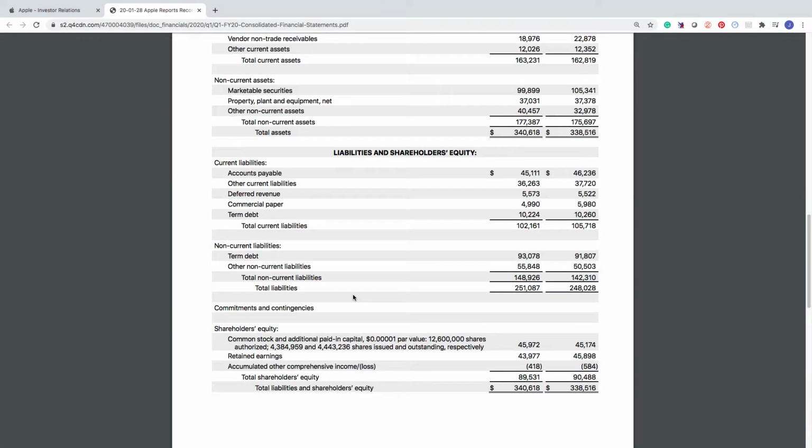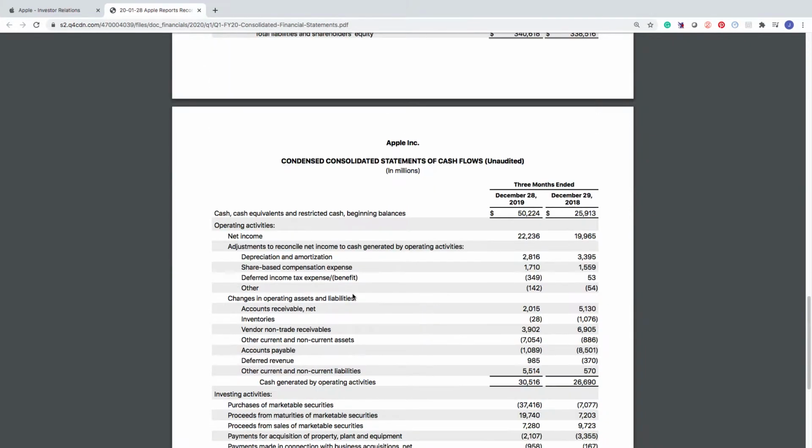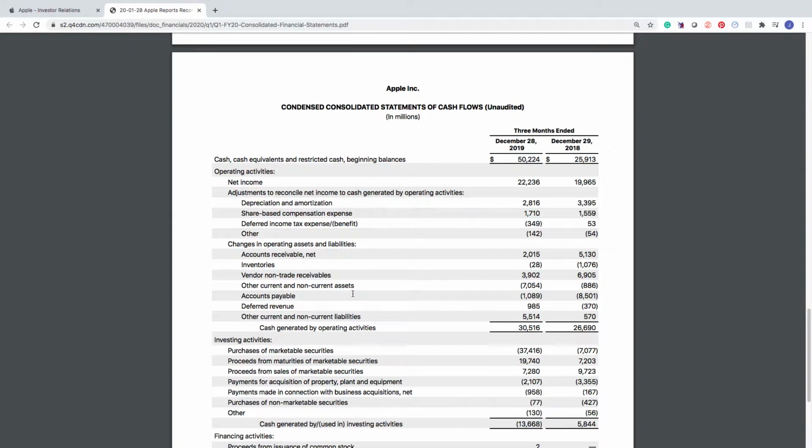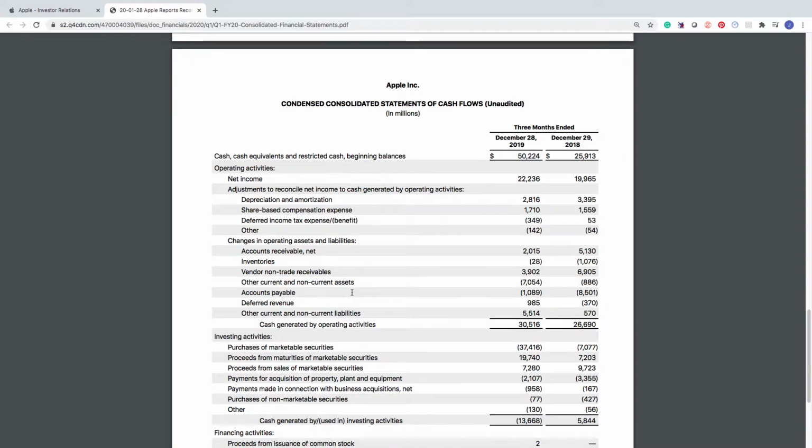So with that, guys, let's move on to the next and final report that Apple presents on its financial statements. And this is the most interesting statement for me. And if you really want to understand the nitty gritties of a business and really understand what is going on, then this is the statement that you should look at.